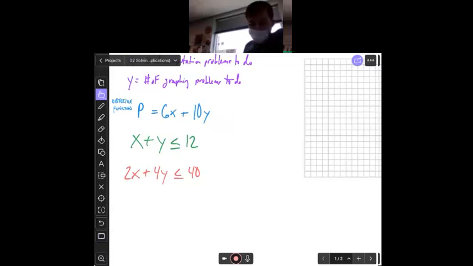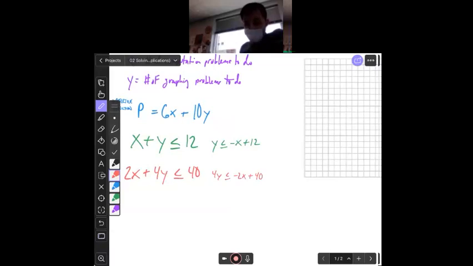So just like we talked about on Friday, they have to be in slope-intercept form before we can graph them. So I need to get y by itself. On that first one, I'm just going to kick that x over. So y is less than or equal to negative x plus 12. On the next one, I need to kick the x over. So 4y is less than or equal to negative 2x plus 40. But then I need to divide everything by 4. So y is less than, negative 2 divided by 4 would be negative 1/2. So negative 1/2 x, and then 40 divided by 4 is 10.